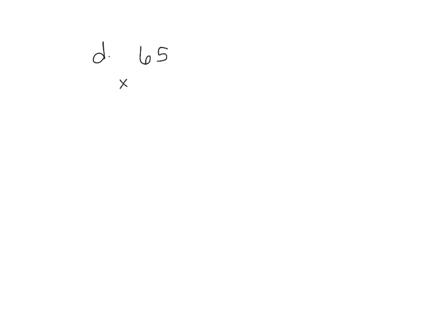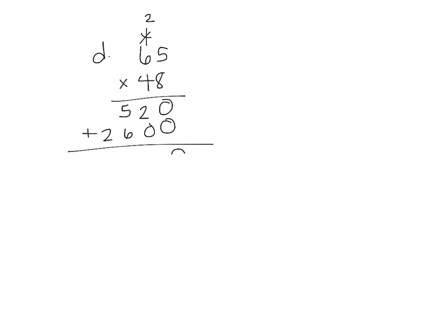65 times 48. 5 times 8 is 40. Carry my 4. 8 times 6 is 48. Plus 4 is 52. Place filler 0. 4 times 5 is 20. Put up my 2. 4 times 6 is 24. Plus 2 is 26. We'll add those up. 0 plus 0 is 0. 2 plus 0 is 2. 5 plus 6 is 11. And 1 plus 2 is 3, 3,120.